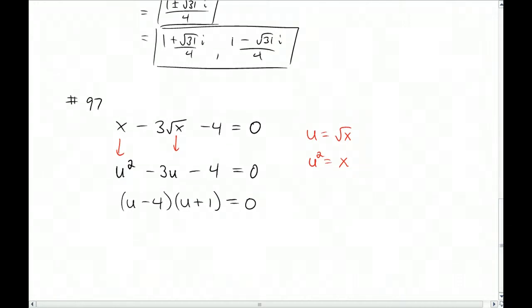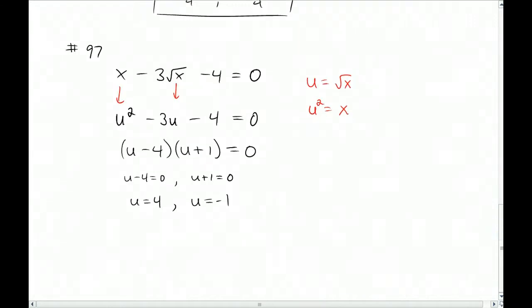The way that you solve this is you split this up into two pieces. U minus 4 equals 0, and u plus 1 equals 0. Anytime you have two things multiplied equal to 0, you can split it up into two pieces. That's going to give you really easily u equals 4 and u equals -1.